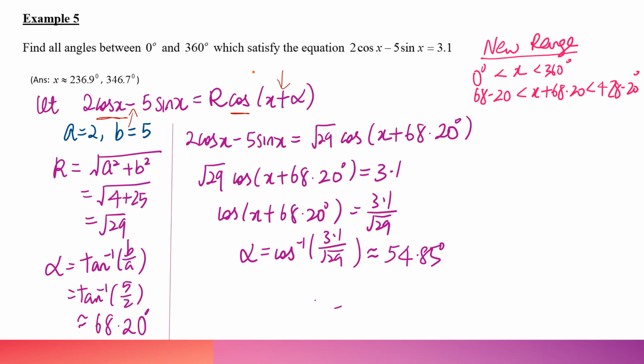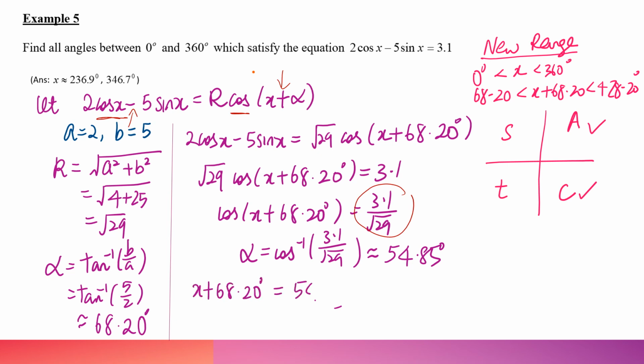All right, let's go on to find your ASTC. So where is your angle hiding? Yes, it can be found in the first and the fourth quadrant because we are dealing with a positive value for cosine. Right, so the first answer would be 54.85 from the first quadrant. And then from the fourth quadrant will be 360 minus 54.85. And remember, our new range is all the way to 428.